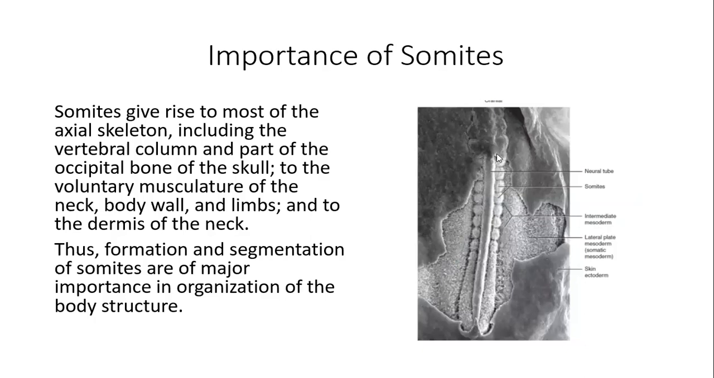Over here in this figure, you can see this one is the forming neural tube, and these are the somites which are being formed on both sides of the neural tube. These will form the vertebral body, and they will enclose this neural tube which will form the spinal cord. This is the caudal part of the neural tube.